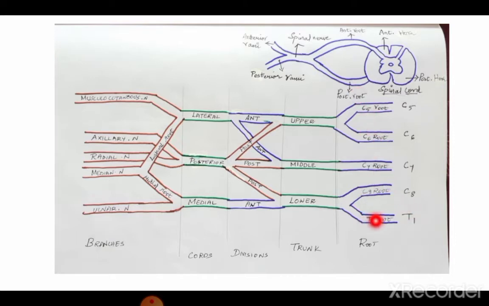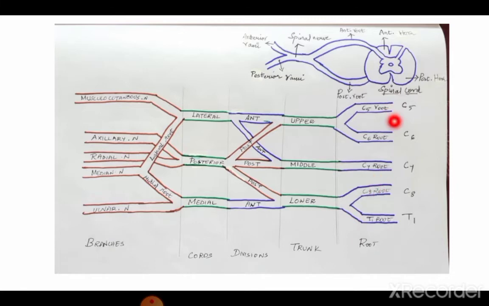Coming to the brachial plexus, it has five parts. The first one is root, the second one is trunk, the third one is division, the fourth one is cord, and the fifth one is branches. So here the anterior rami of our spinal nerves is called brachial plexus root. It is called the root of brachial plexus.